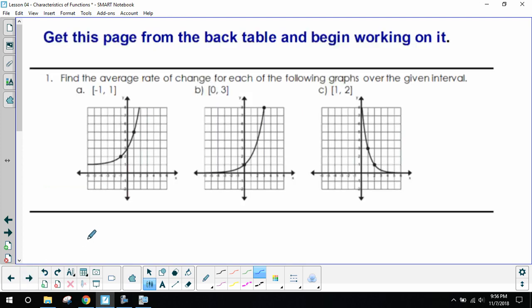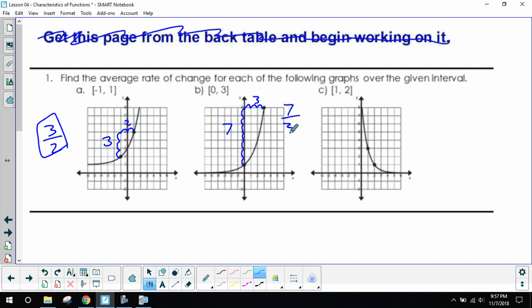Flip your paper over. It says find the average rate of change for each of the following graphs over a given interval. We can ignore that because you already have this paper. Remember, I'm going to count, and conveniently, we already have these dots. 1, 2, 3, 1, 2. That's 3 over 2. Then 1, 2, 3, 4, 5, 6, 7 and 1, 2, 3: 7 over 3. Rise over run is what I'm doing here. And then 1, 2. We went down, so it's a negative 2 over 1, negative 2. Guys, that easy when you're just having to count.